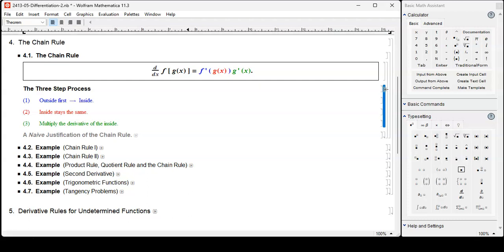As I color-coded, outside first, and then we go in. And then inside, stay the same. No change there. And then step 3, multiply the derivative of the inside, g prime, not back in because inside stay the same, but like a dangling chain. Dangling chain like this. And if you repeat it, you really get a chain.